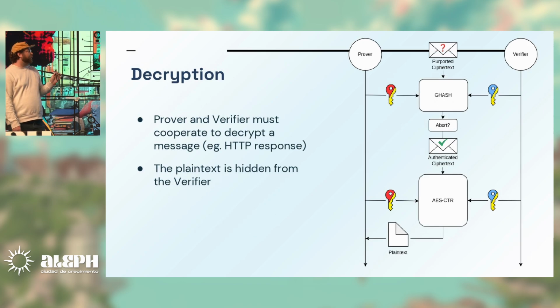Decryption, same deal. The prover and the verifier have to cooperate in order to decrypt this message, and the plain text still is hidden from the verifier.